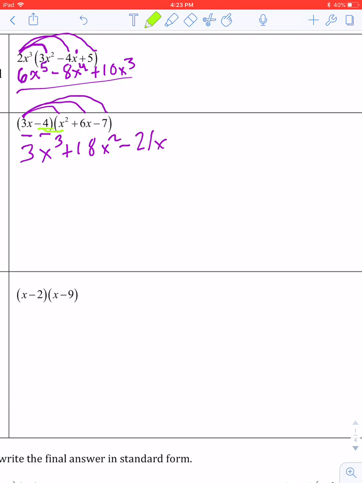Now remember, this is a negative 4 because of the sign right there, okay? Negative 4 times x squared. Coefficients are going to be relatively simple for us because it's just a 1 and a negative 4, and there's no x attached to that 4, so it's going to be negative 4x squared.